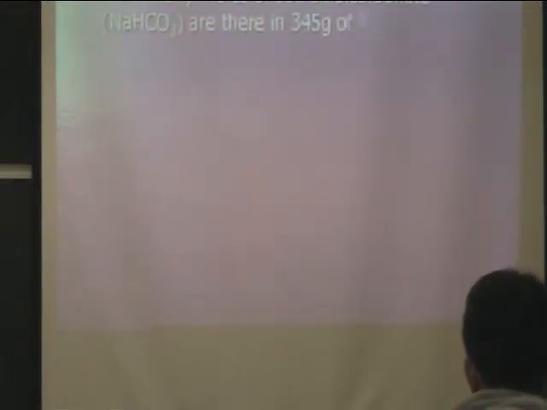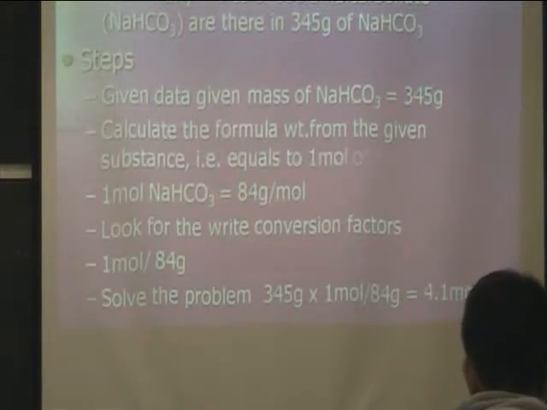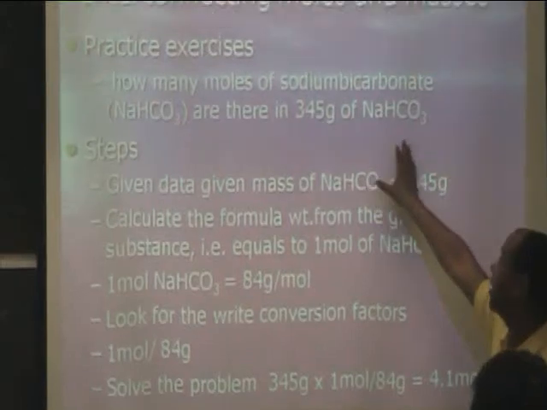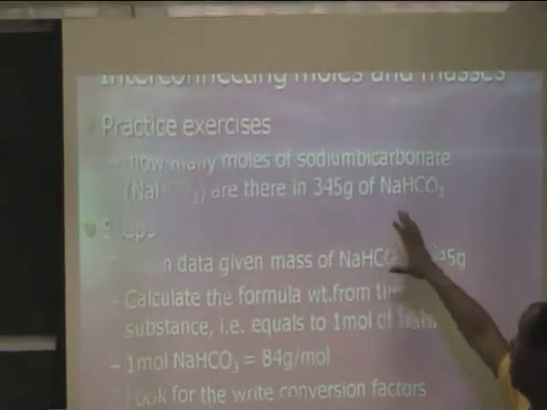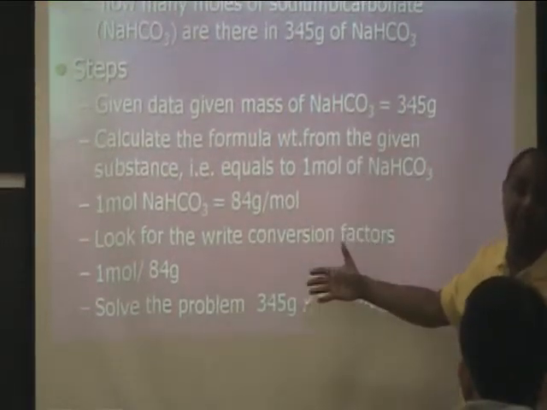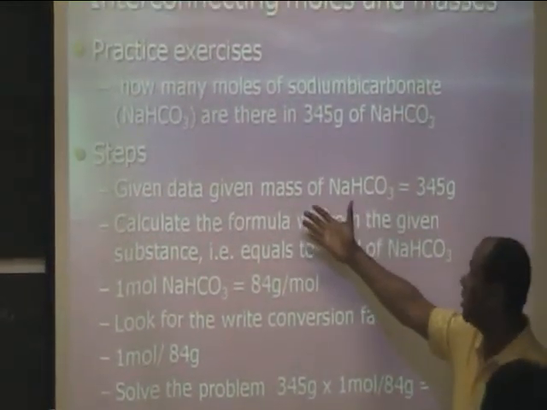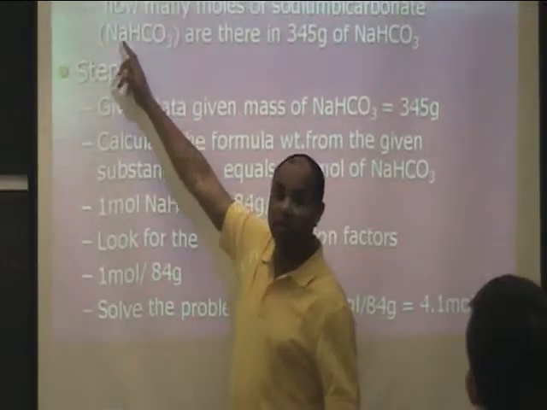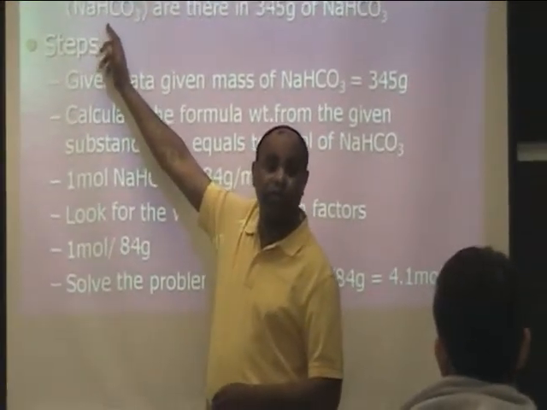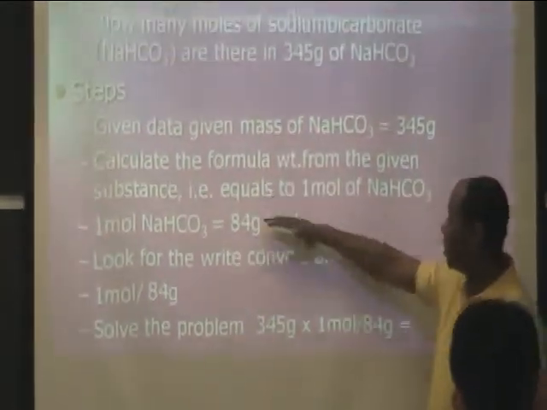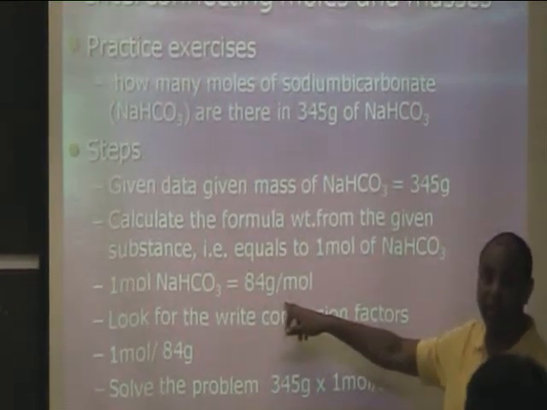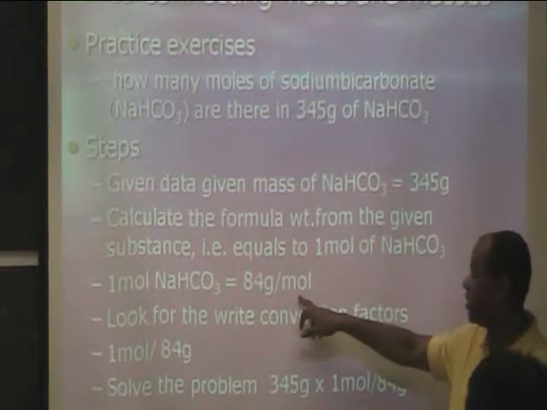I have examples here, and since we don't have enough time, I want you to look at these examples for Wednesday. How many moles of sodium bicarbonate are there in 345 grams of sodium bicarbonate? Sodium bicarbonate, sorry, it's not sodium carbonate. I'm following the steps, which makes things easier for you. The first thing you need to do is write all the given values. What are the given values? 345 grams. What is the other important factor? The formula itself, sodium bicarbonate. Once you know that, it helps you to calculate the molar mass of sodium bicarbonate, which is how much 1 mole of sodium bicarbonate is.